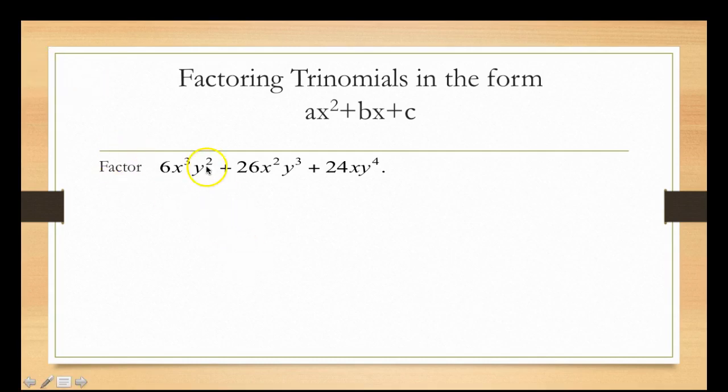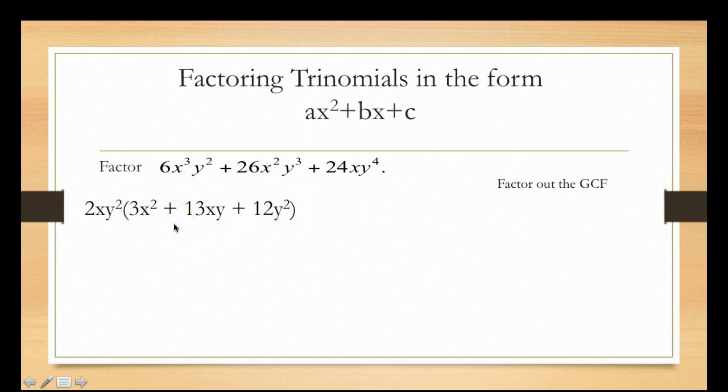First, I'm going to factor out a monomial. Factor out a monomial first. So I can factor out a 2 from each one of these coefficients. I can factor out an x from each one of these x terms, and I can factor out a y squared from each one of the y terms. Now I have this. So one of my factors will be this term right here, 2xy squared. My other factors will come from what's inside the parentheses.